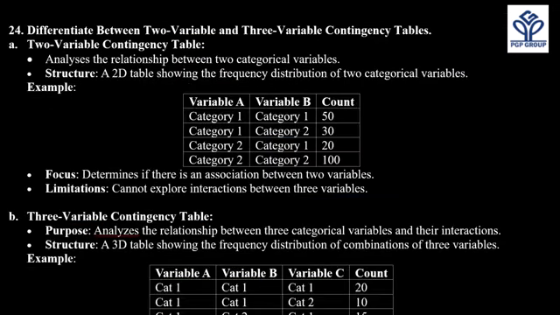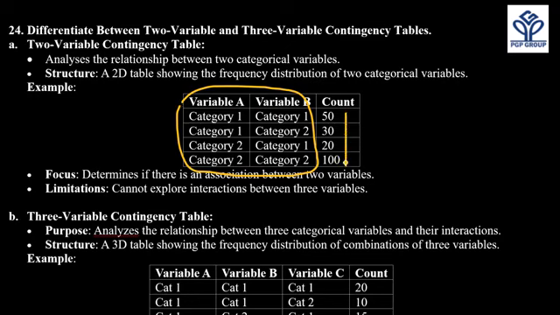Question number 24. Differentiate between a two variable and a three variable contingency table. So already the contingency table you might have studied in lecture number 4. Okay, how to make a contingency table, the percentage table, all these things are already available in lecture number 3, lecture number 4. Okay, so you can see here two variables and three variables. So if you go for a two variable contingency table, it means variable A, variable B are available. So I'm just giving the values for variable A and variable B, and there are some counts I'm giving.